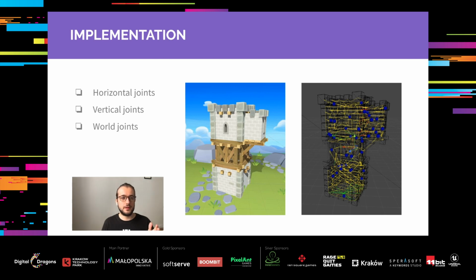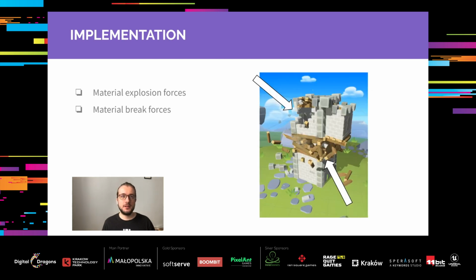So we have to find the perfect equilibrium of wall joints to achieve the results we are looking for. As you can see in the picture, yellow lines represent horizontal and vertical joints, while the blue dots are the wall joints in the building. As I previously mentioned, we wanted to implement different materials and to simulate their properties differently.